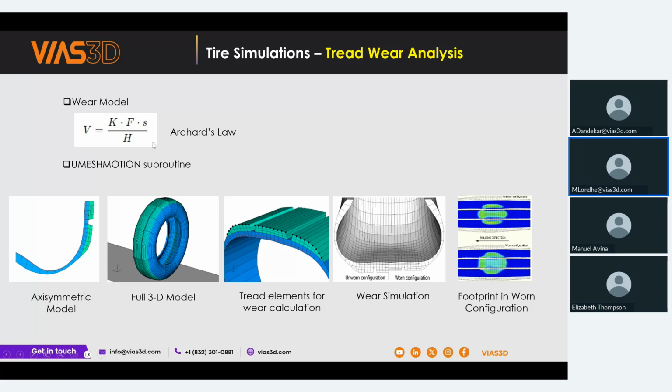By using the slip rate and frictional energy, you can use those outputs in your wear model, such as Archard's law. This is basically used to define how the tire is wearing out. And then using the UMESHMOTION subroutine, you can define the ablation velocity at each tread surface node. Basically, ablation velocity is a virtual velocity vector applied at the surface node to mimic the removal of material over time based on the wear model.